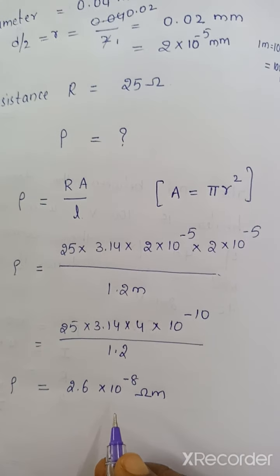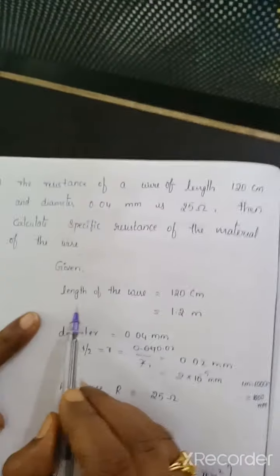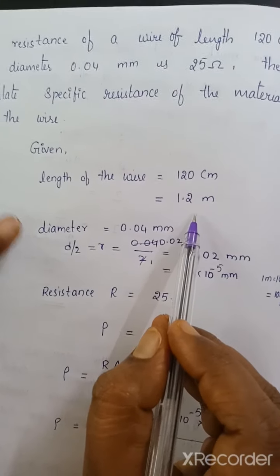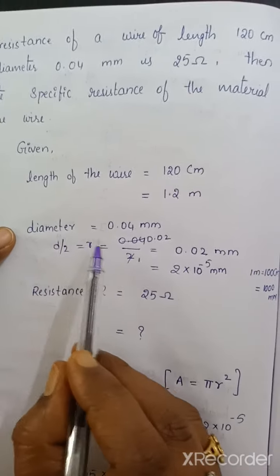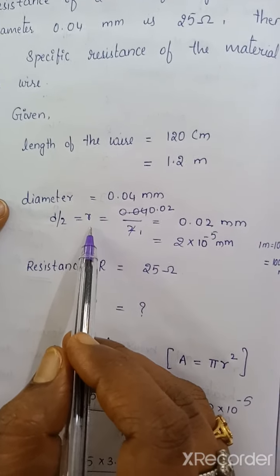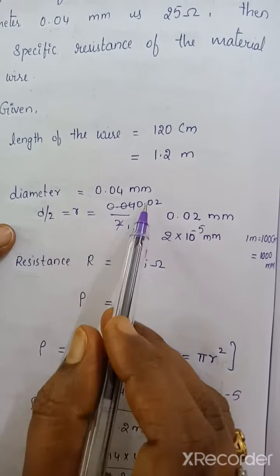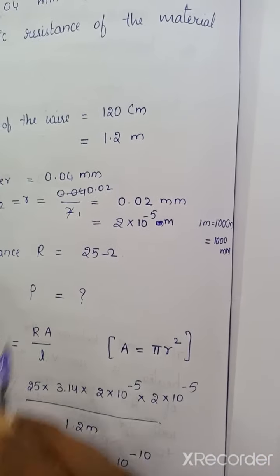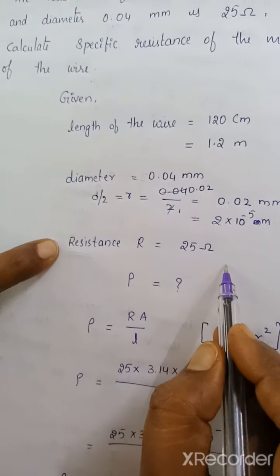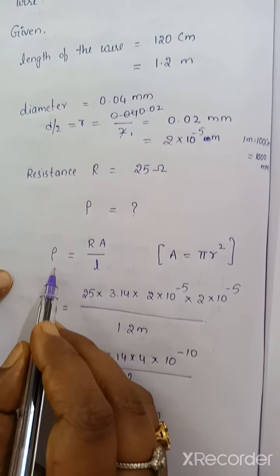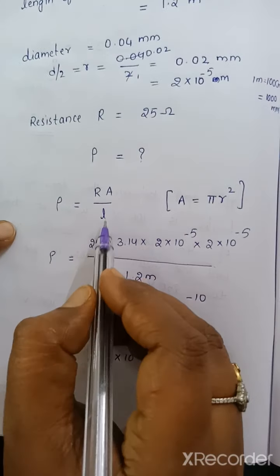So once again I am explaining the procedure. In the question they have given the length of the wire as 120 centimeters. Convert it into meters. The diameter is given as 0.04 millimeter, but what we require is the radius, so find the radius in terms of meters. The resistance is given as 25 ohm, and we are asked to find the resistivity. The resistivity formula is rho equals R A by L.